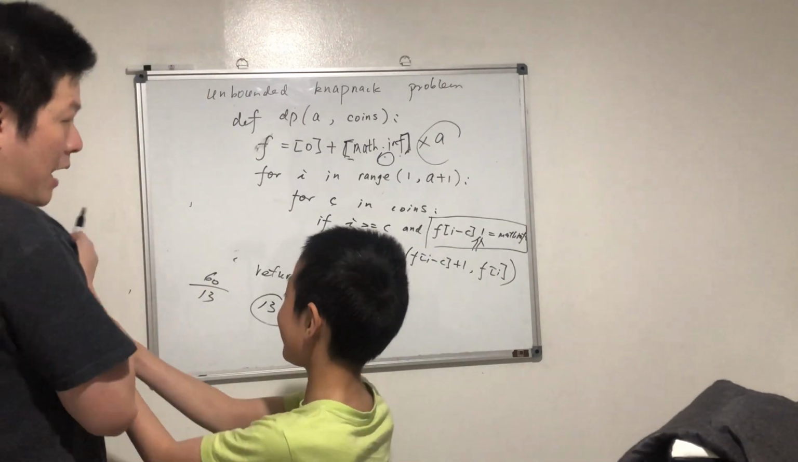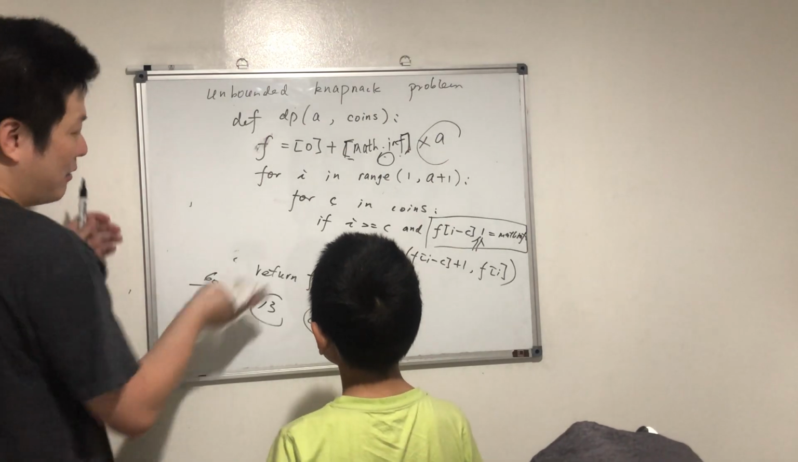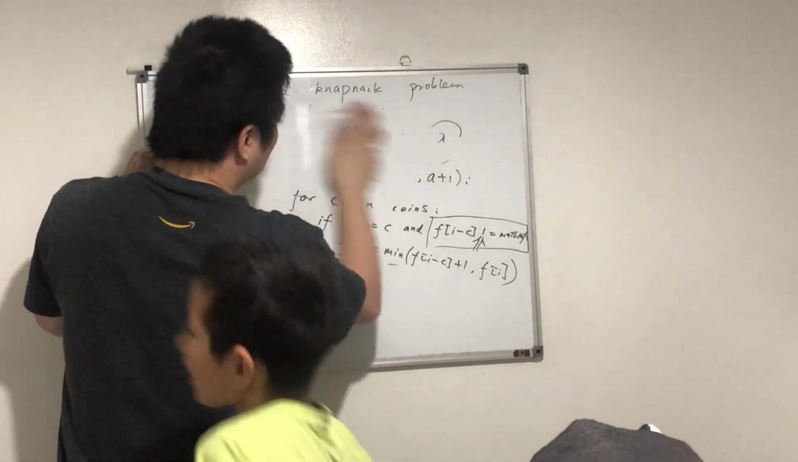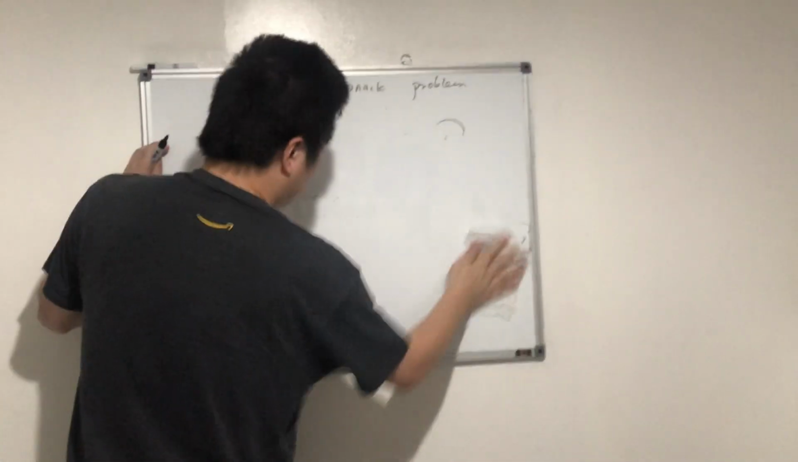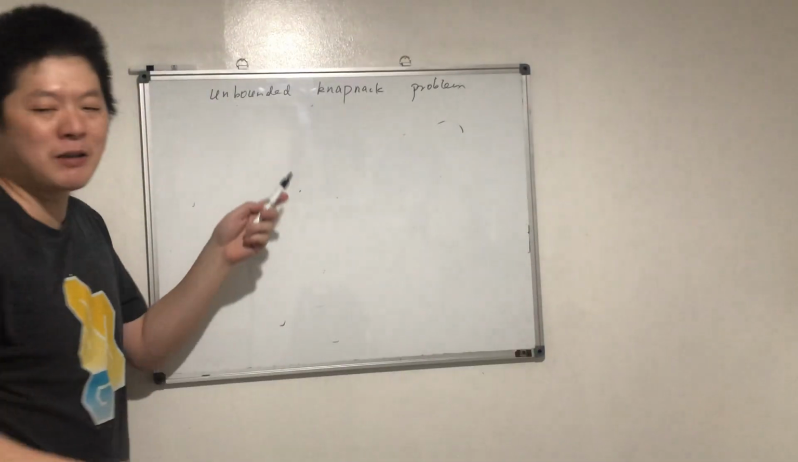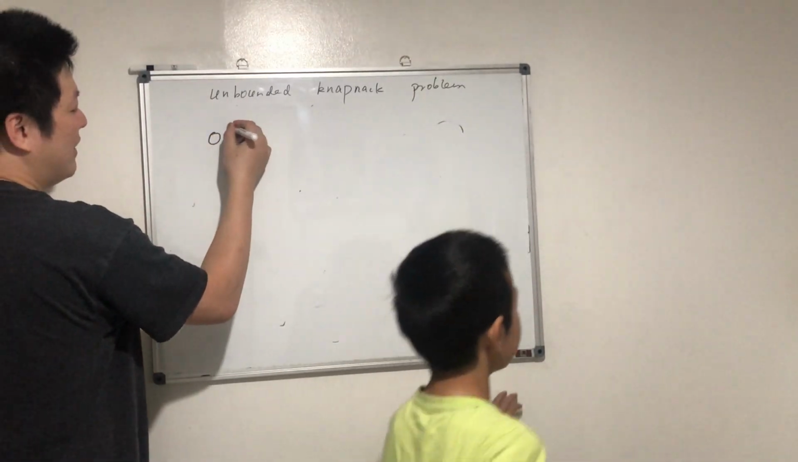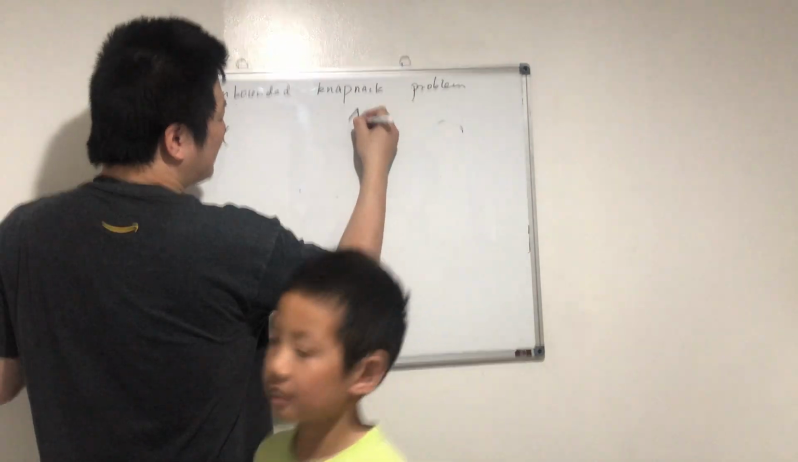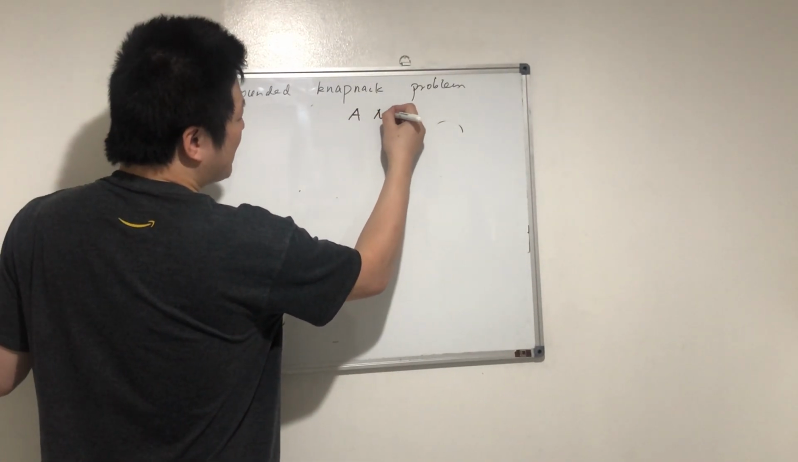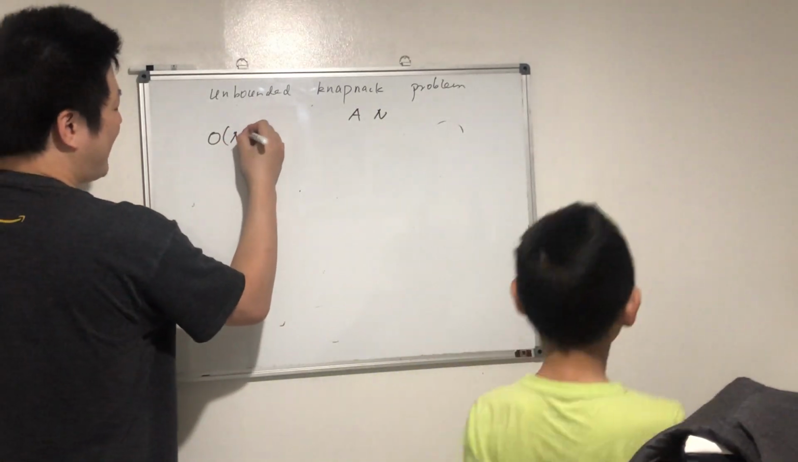Now I'm going to talk about top down. Remember, what's top down? Memoization. We start from the top to the bottom. What's the time complexity for that one? I forgot to ask. If the amount is A and if there are n coins, what's the time complexity? O(AN). Why is that?